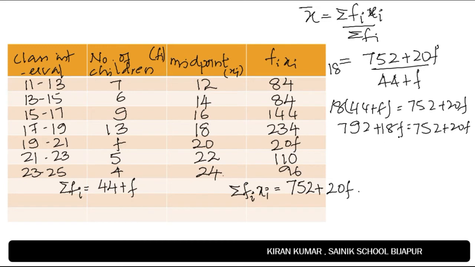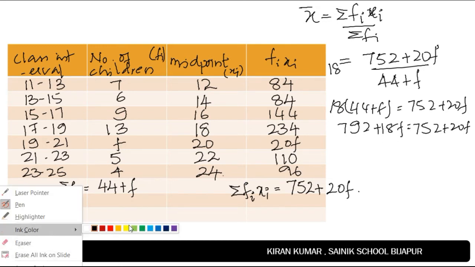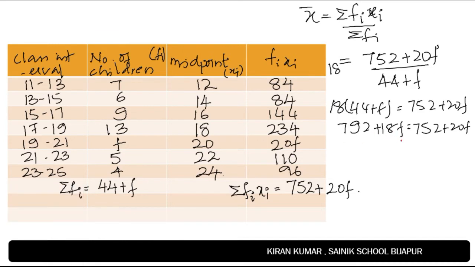Let us bring 18f to the right side and 752 to the left. We get 40 equal to 2f. So the value of the missing frequency is 20.